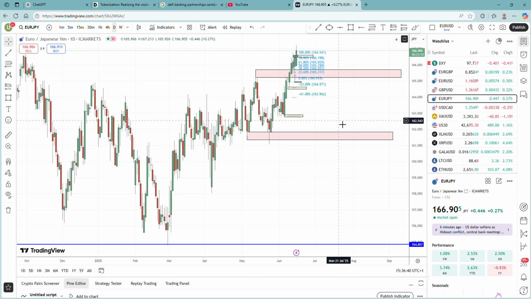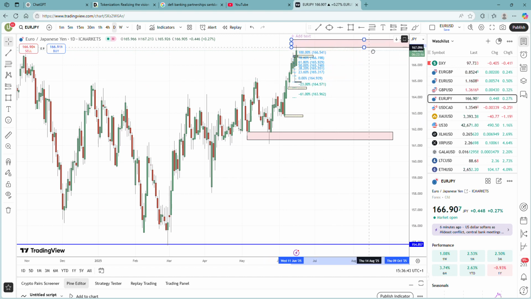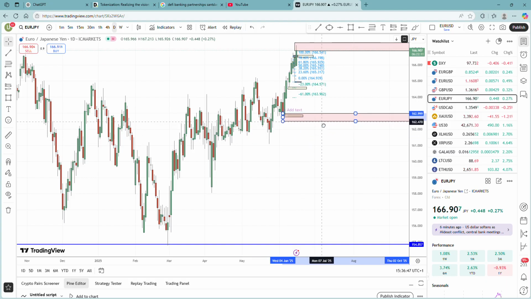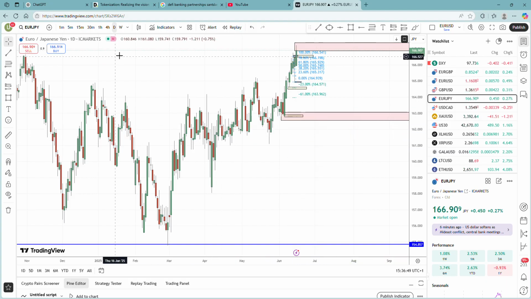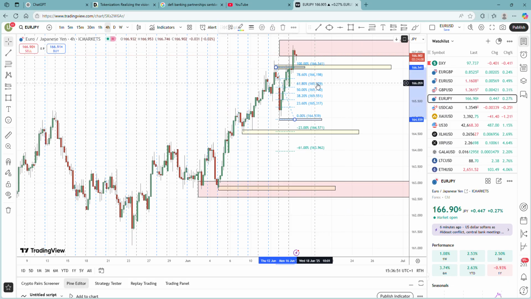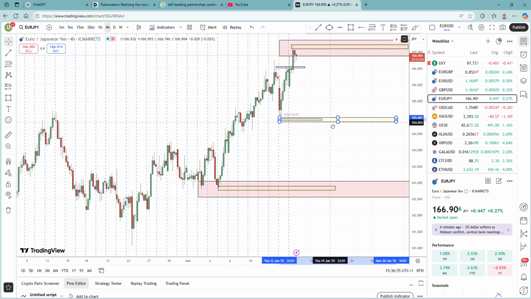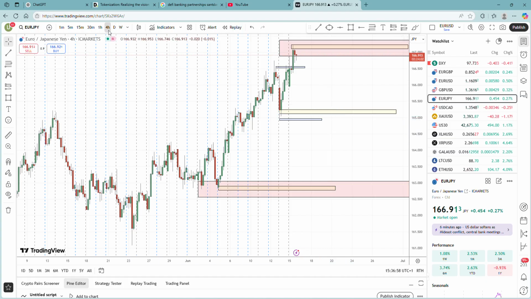Go to a daily time frame. This will be your daily high. This is your daily high low. Go to the H4. Repeat the process. Here's your high. Here's your high low. Repeat the process once again.